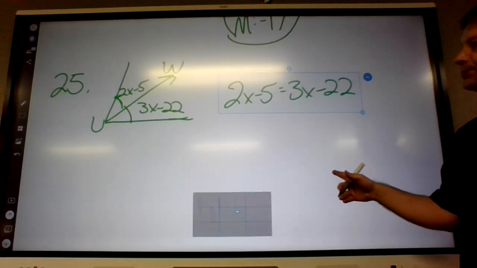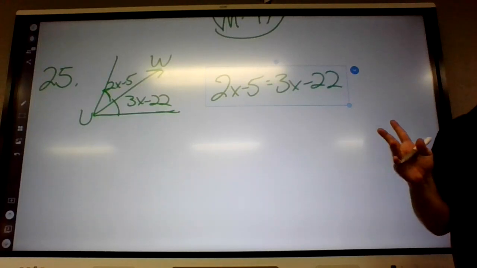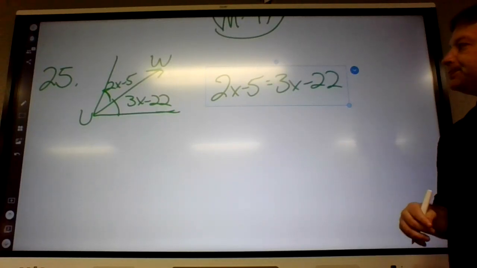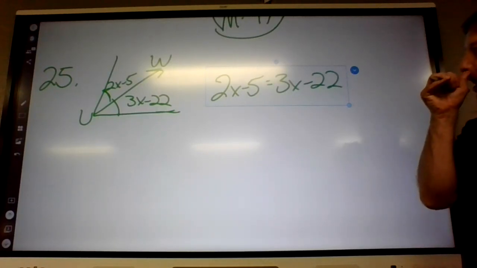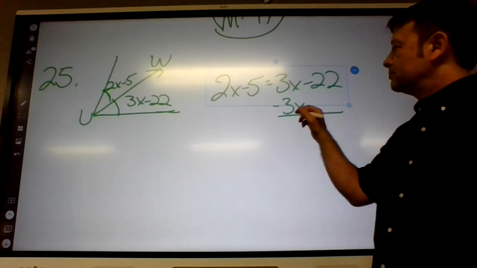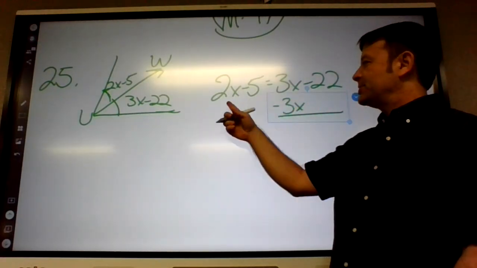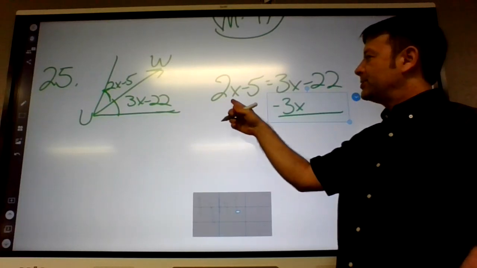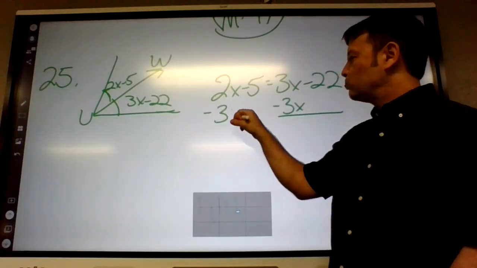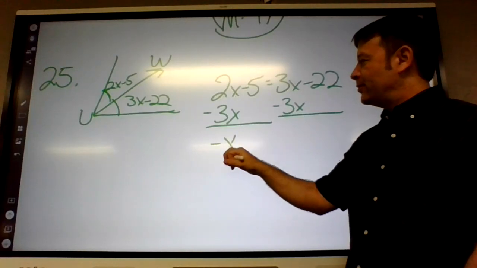Remember? Manny, you subtract 3x from 2x to get it on that side. Right, you want to eliminate the x's off one side. You could subtract 3x on both sides, or you could subtract 2x on both sides, either way. I'm going to go with what Manny said. 2x minus 3x is negative 1x.